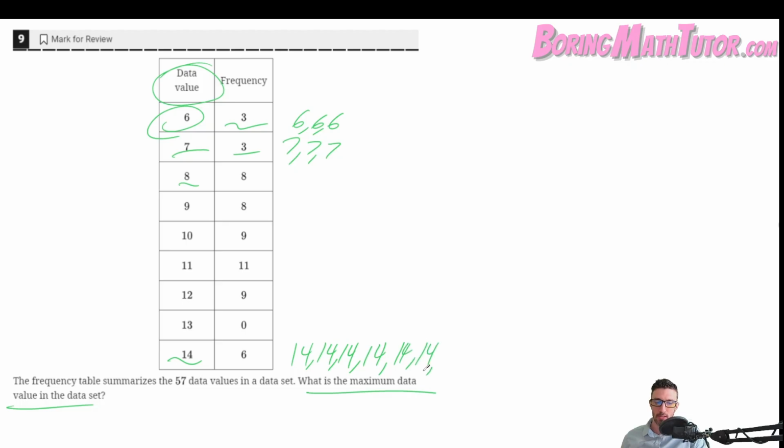So what does that mean for us? It just means that the maximum data value is still 14. So I'm explaining this with more than 2 seconds, but if you knew what you were doing, the answer for the maximum is 14 within 2 seconds. Time to move on.